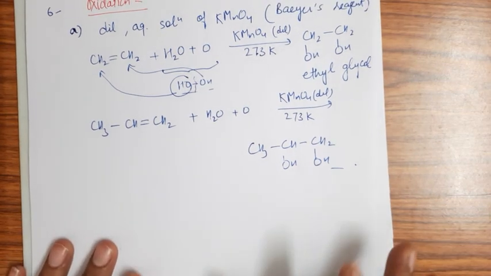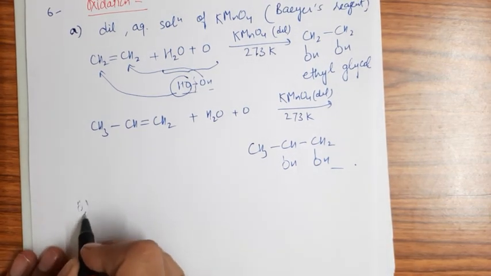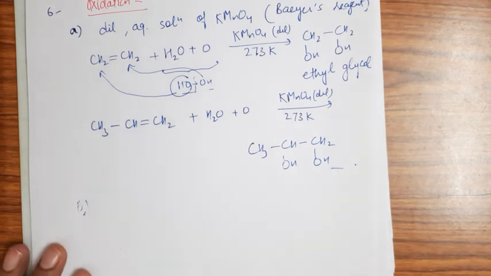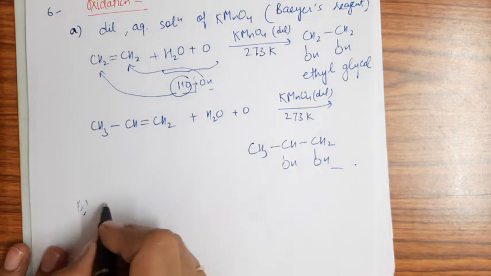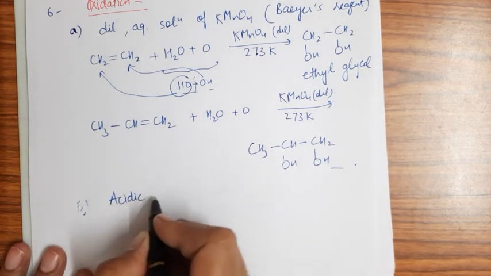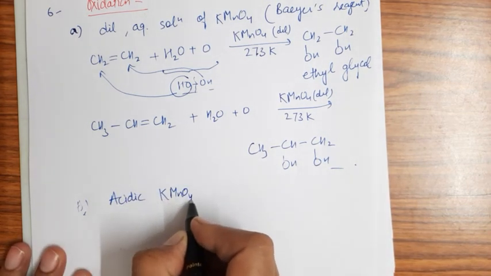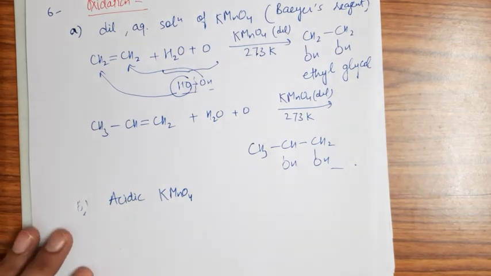But if I am taking the case of acidic potassium permanganate, acidic KMnO4, then it also oxidizes alkene, but it oxidizes alkene to ketone or acids. It depends on the nature of the alkene, right?